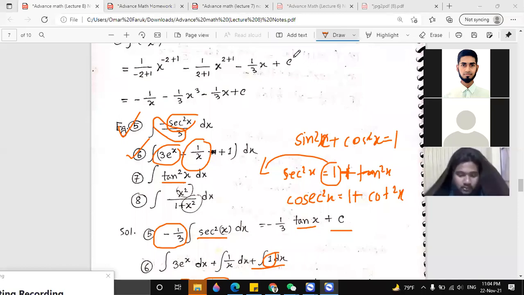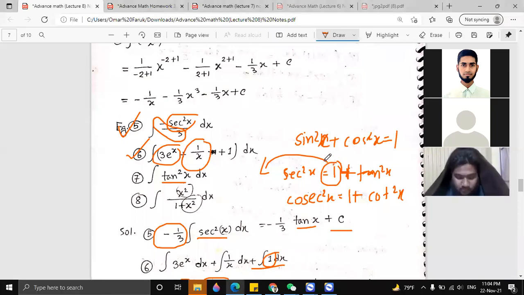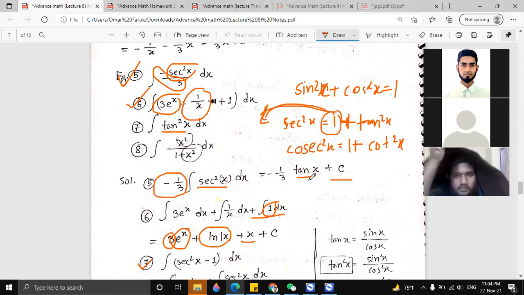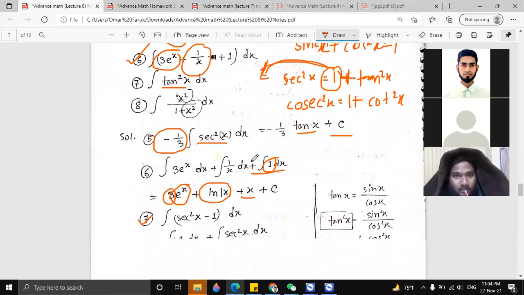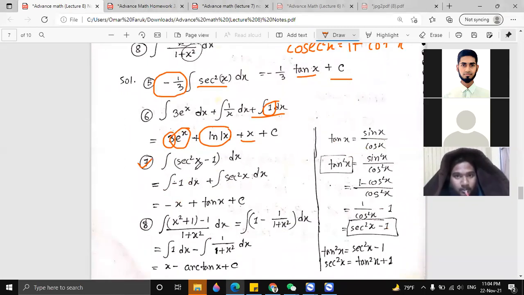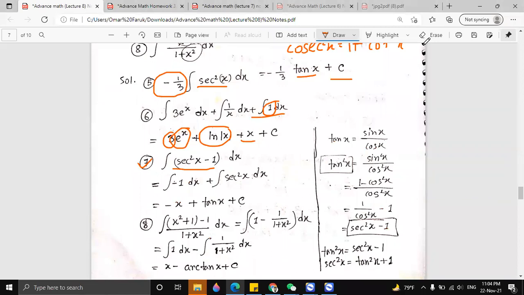So if we take this on the left side, then we get sec square x minus 1, right? So I write here sec square x minus 1. And then we have to use the sum rule. Integration of minus 1 is minus x, and integration of sec square x is tan x. And then we have to write c at the last.